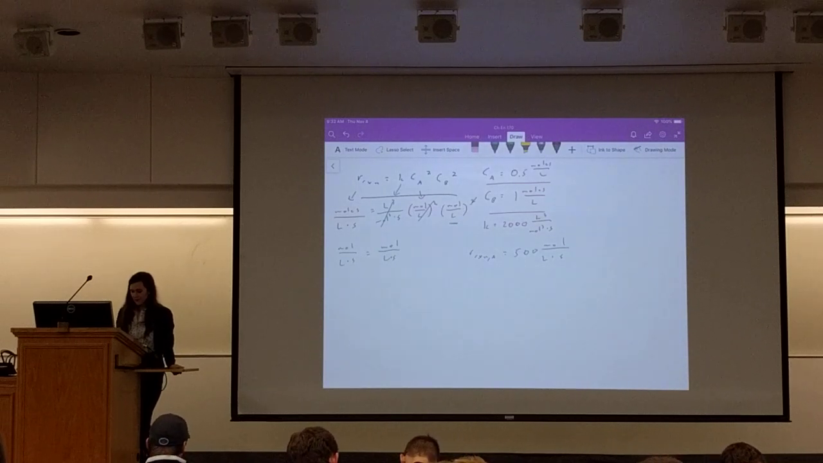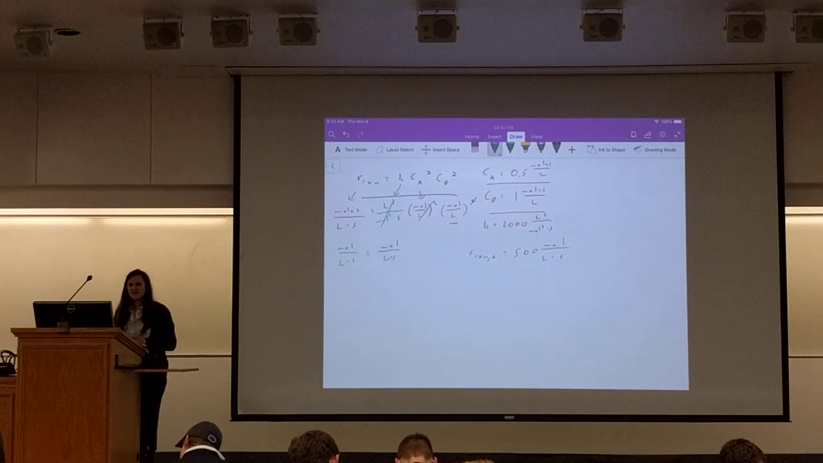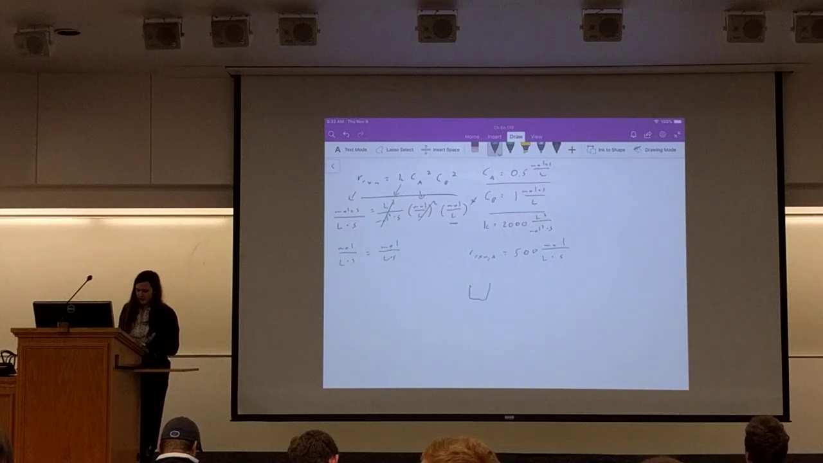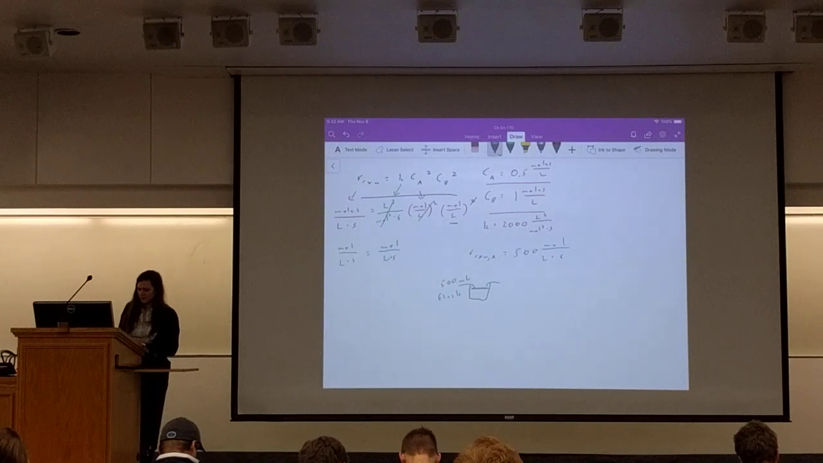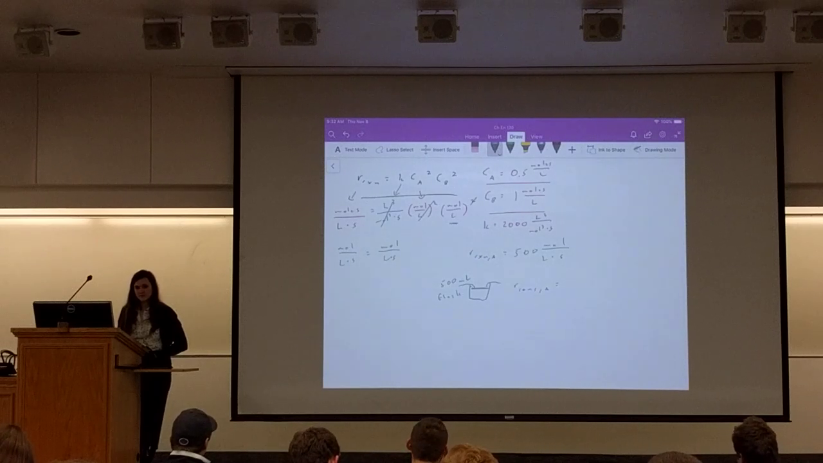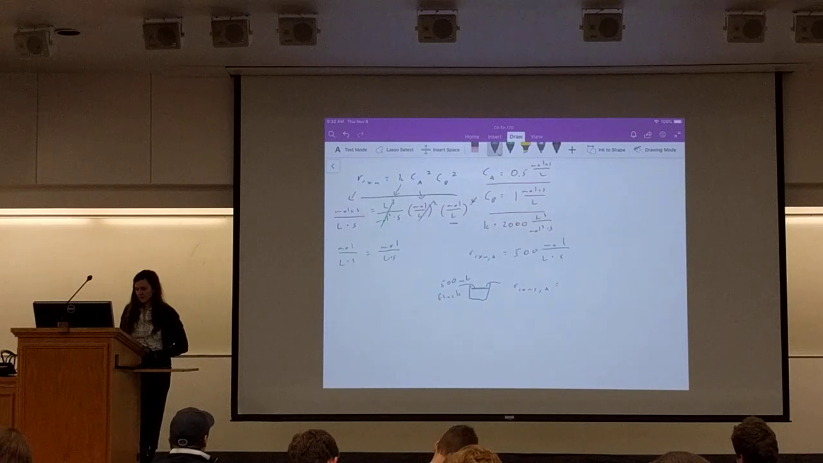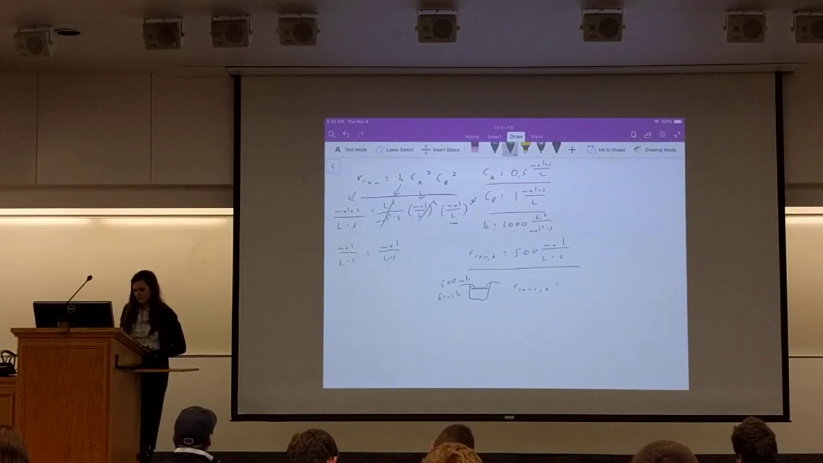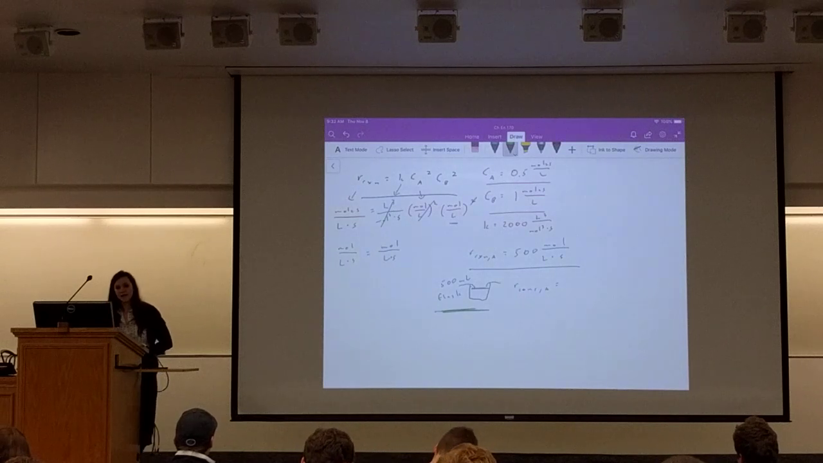And so with this, what if we had a reactor? Let's say our reactor is just a 500 milliliter flask, and we have tubes coming in and out. Let's say that's our reactor. So then what would the rate of consumption of A be? We just figured out the reaction rate here. I told you that the reaction is taking place in a 500 milliliter flask. So what is the rate of consumption of A?